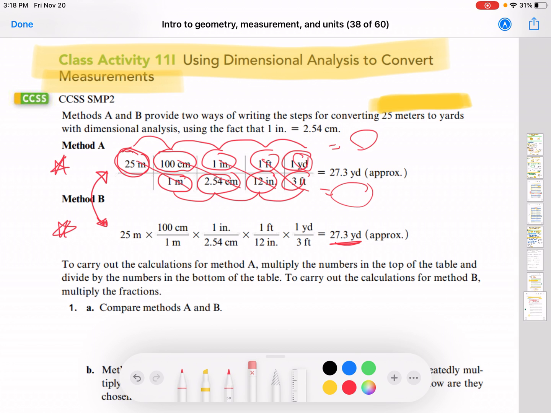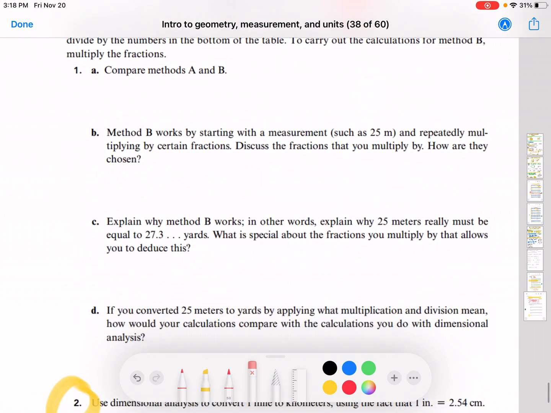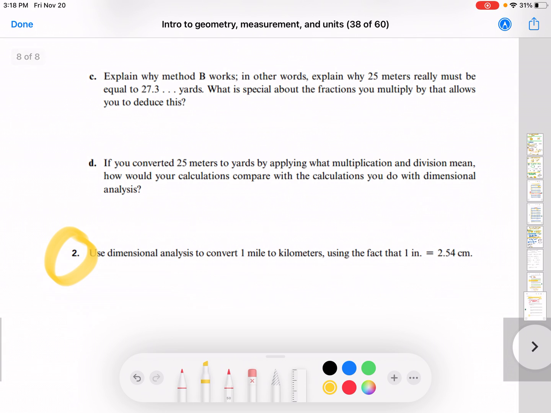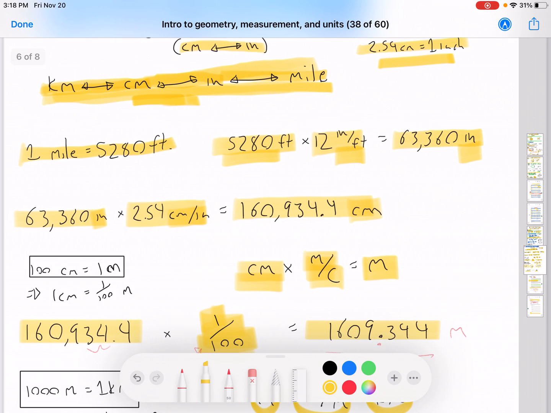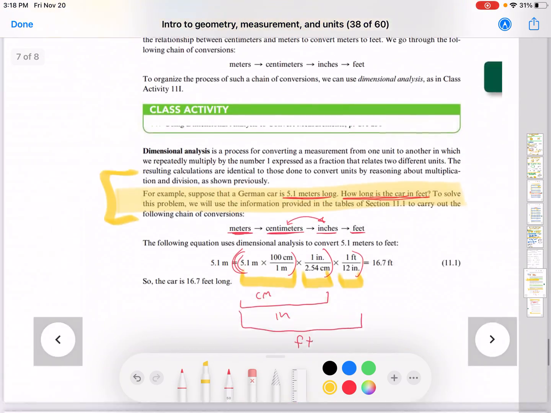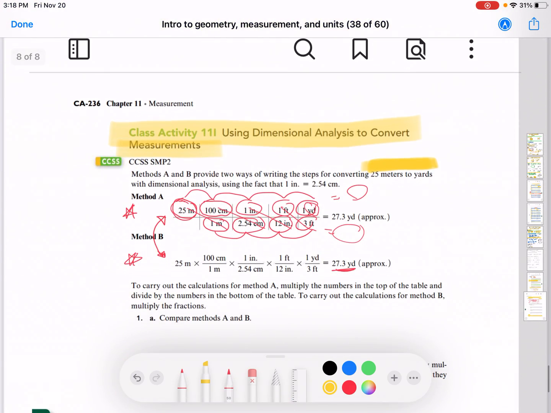So one of the things I'm going to ask you to do for this homework is this question right here. It says, use dimensional analysis to convert 1 mile to kilometers. Now, we already converted 1 mile to kilometers up here, but I did not do it with dimensional analysis. Well, I did it in multiple different steps, right? Step 1, step 2, step 3. This thing is saying, can you take all that work up there and combine it into a single long equation like this to come up with the answer?